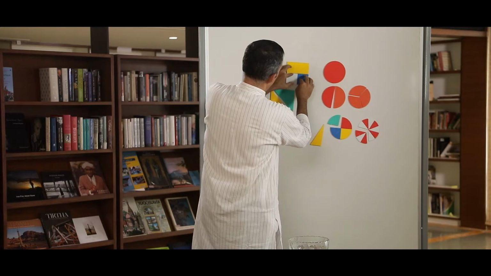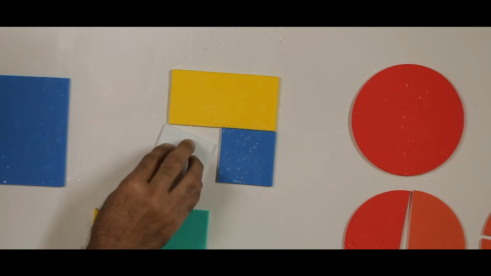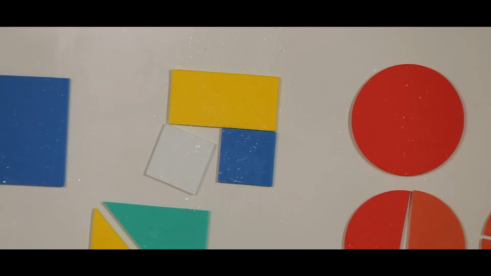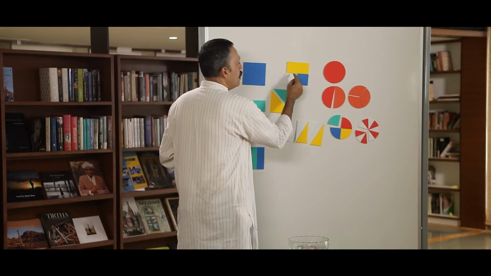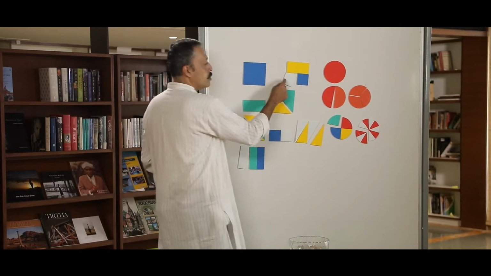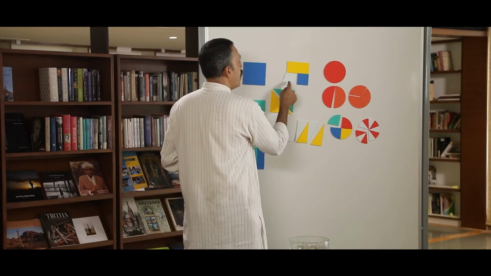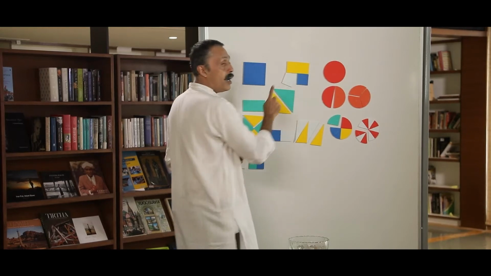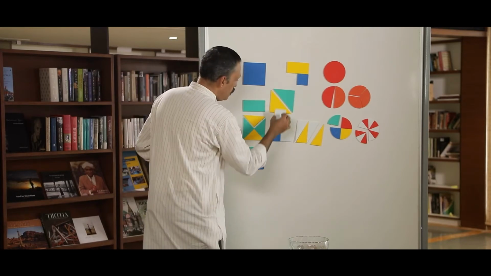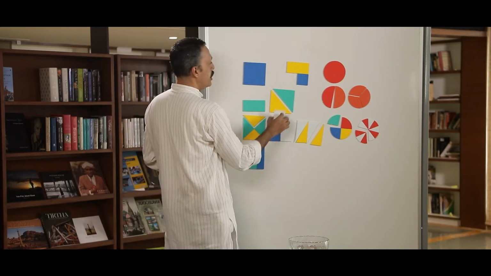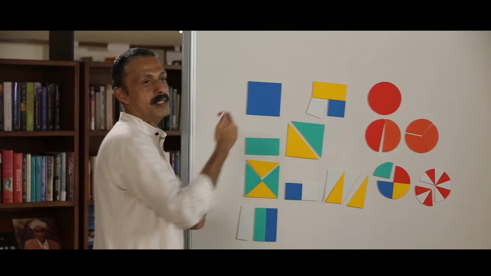For this portion, what name can we give? This white square is the half of the yellow rectangle. Therefore, can I place it here? It is 1/4. Here it is half. This is what we say.